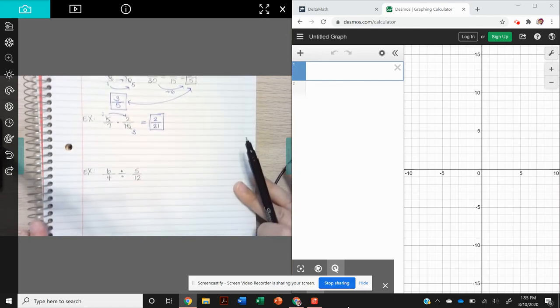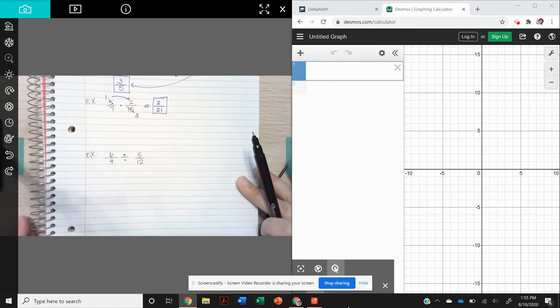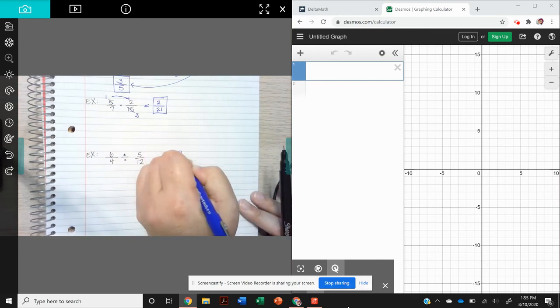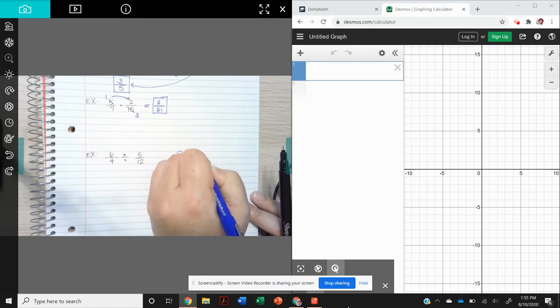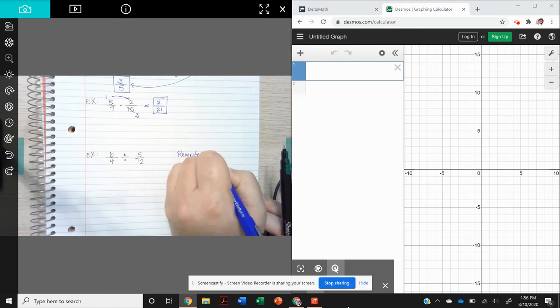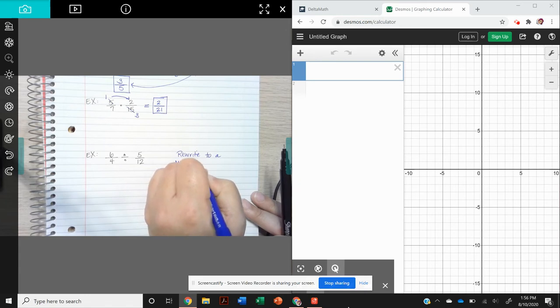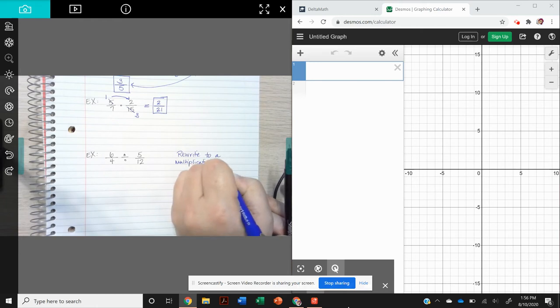Okay? All right. So now let's look at our last problem, which is division. Division is super simple. Okay? But you have to rewrite the problem. And when you rewrite the problem, you are rewriting it so that it becomes a multiplication problem. So we're going to rewrite to a multiplication problem.